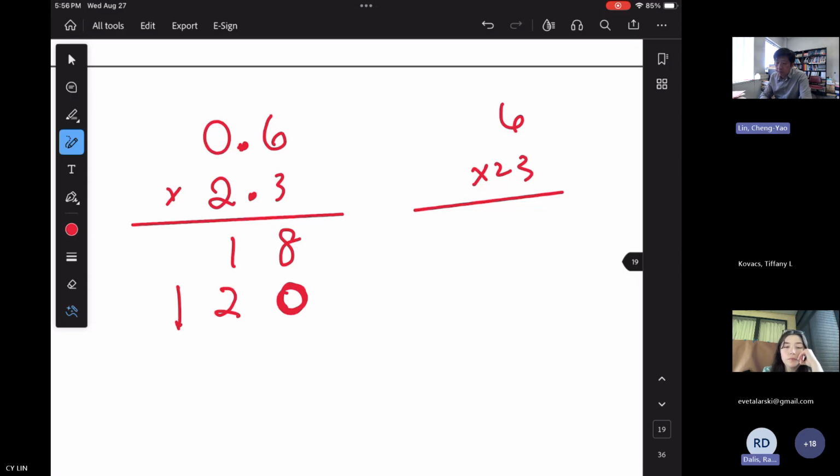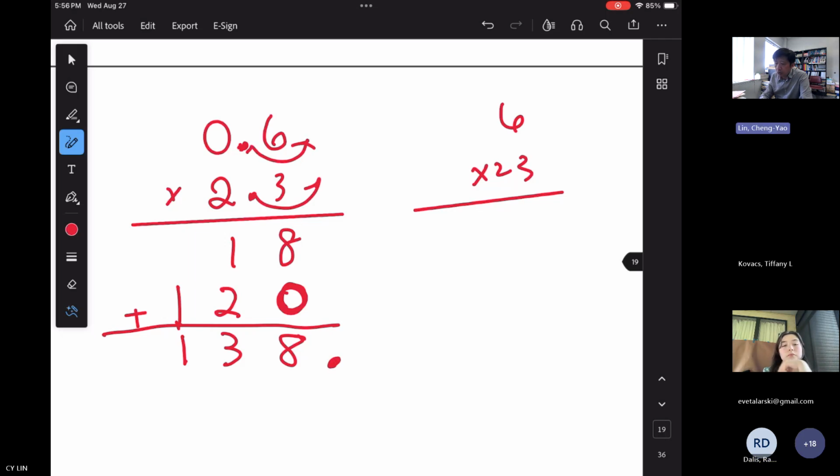So we add together 1, 3, and 8. Is that right? And we count the decimal points. So we count 1, we count 2. So we're counting back, that's 1 and then 2. So the answer will be 1.38. Does that make sense to you for this?